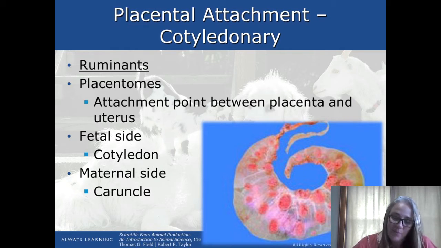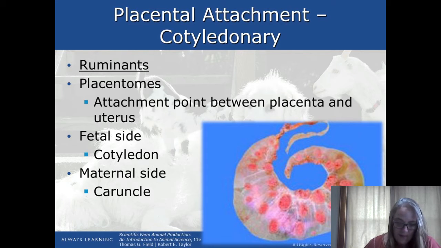So they're kind of like polka dots, if you see in that diagram, and all of those attached to the female's body. Pregnant sheep, goats, and cattle have between 75 and 125. Deer also have this similar type of attachment, but they only have 4 to 6 of them, and they're quite a bit larger.